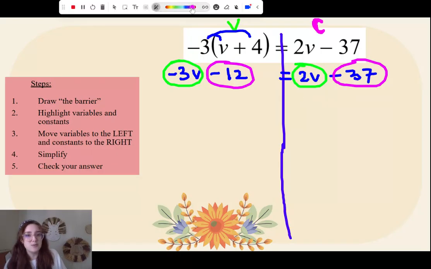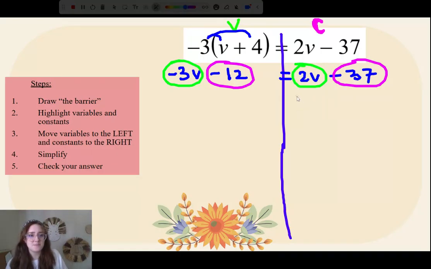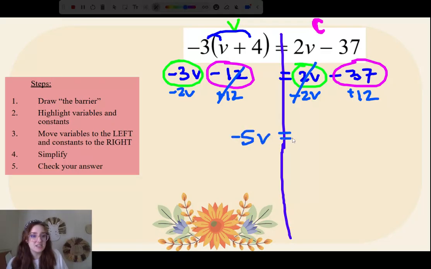So it looks like we're gonna have to move some things around here. So we can start by moving the variable. We'll move this 2V over to the other side. And in this same step, I'm also gonna move this constant 12 to the other side. All right, so simplifying, we'll have negative 5V is equal to, right, we do a quick check, negative 37 plus 12 should give us negative 25.